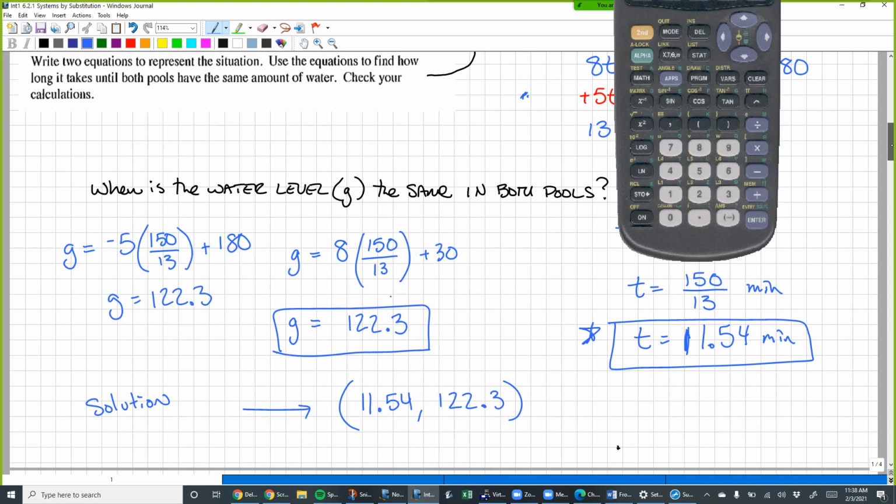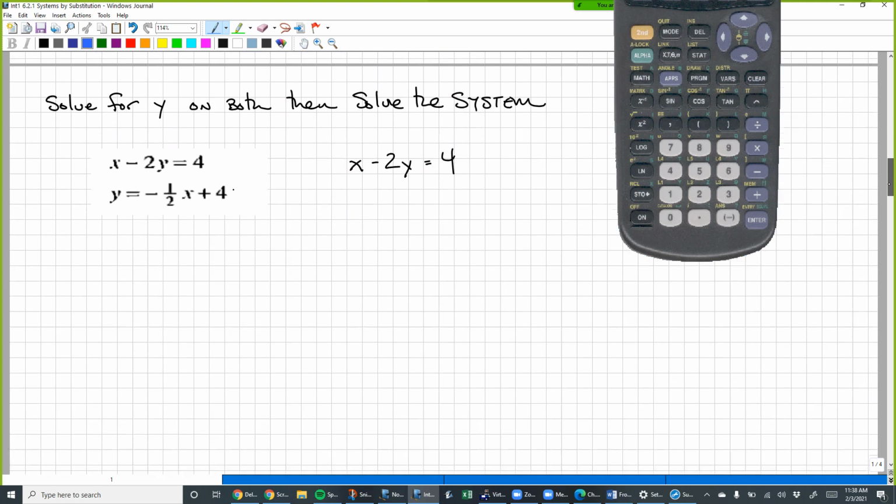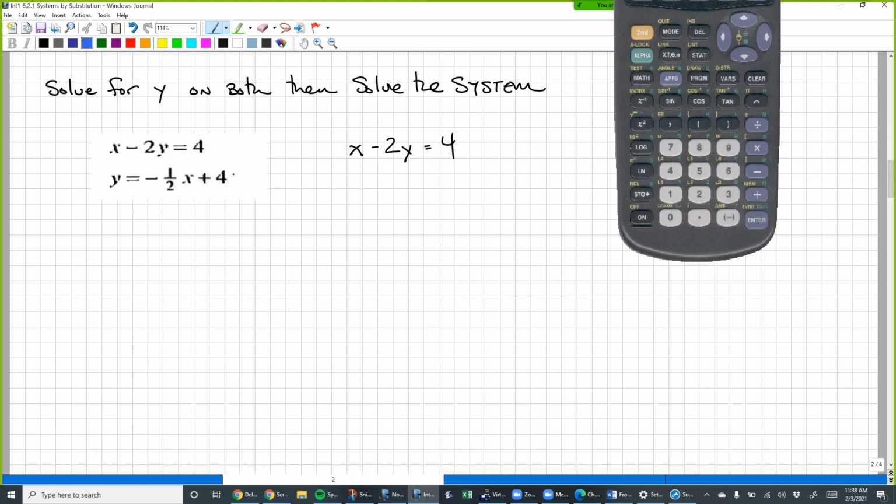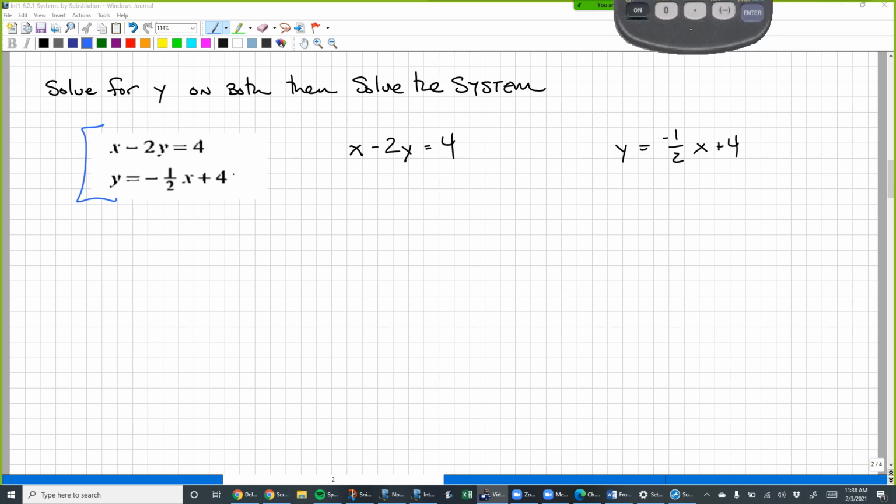Now, not all of these come with a story problem. So let's take a look at another problem here. I want to solve this system of equations that is right here. All right, I've written it out to the right here and here. So we're going to solve both of them by solving them for y each.